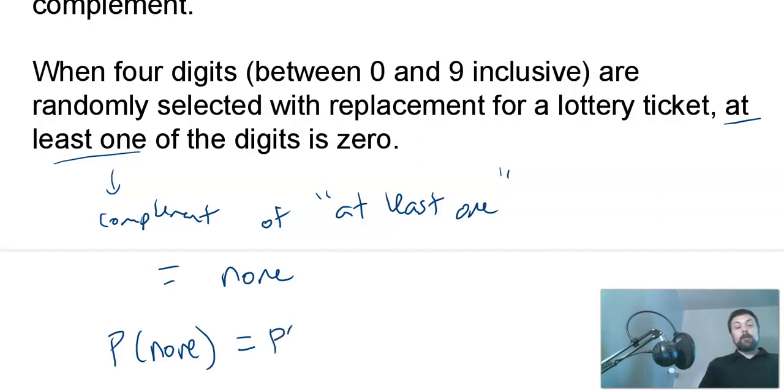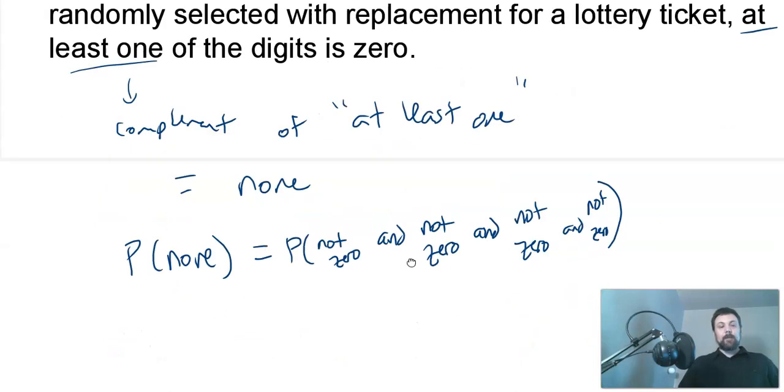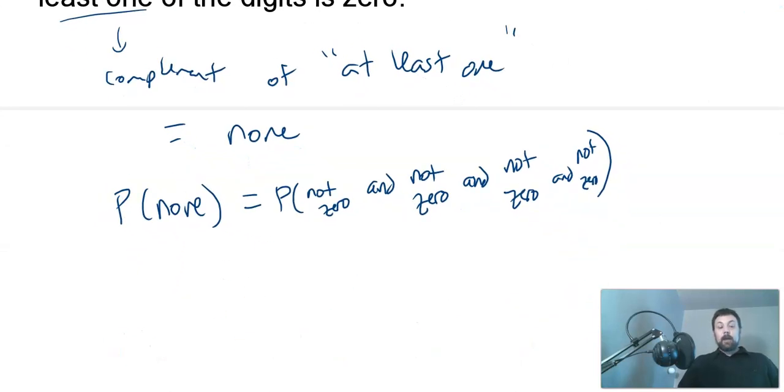And that means the first digit is not 0. And the second digit is not 0. And the third digit is not 0. And the fourth digit is not 0. And these are ands, right? I need that particular sequence of events to be the case, to have no zeros in my selection, in my number that I'm using for the lottery. And so it's multiplication rule. It's an and. It's the multiplication rule, right?